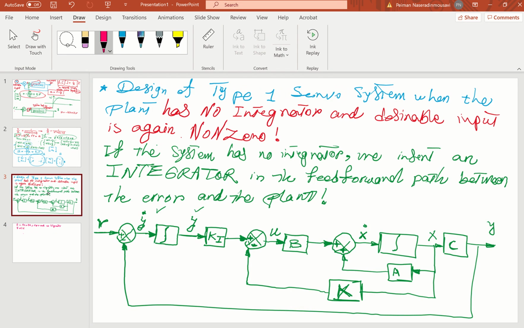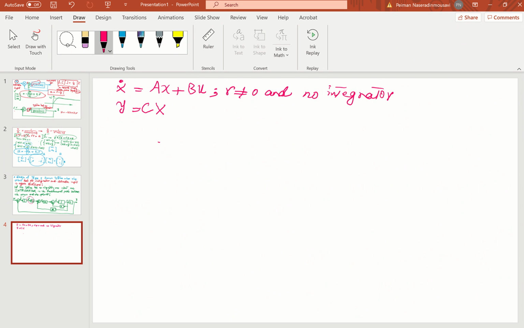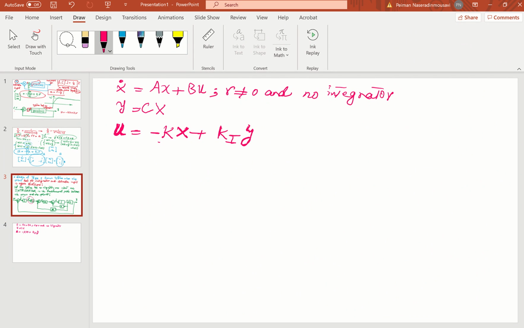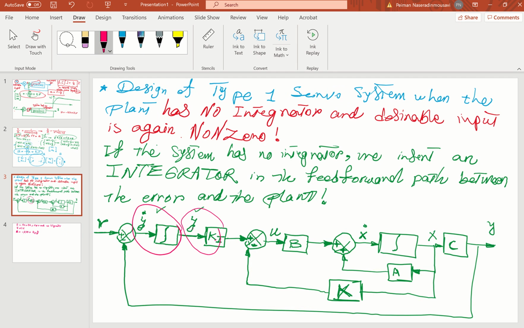Now if you look at this block, u is equal to minus Kx, the state feedback control law, as I taught you several times in this course, plus Ki times zeta. So now we are using this modified controller: minus Kx, the state feedback control law, plus Ki times zeta. But zeta is the operation of integration.